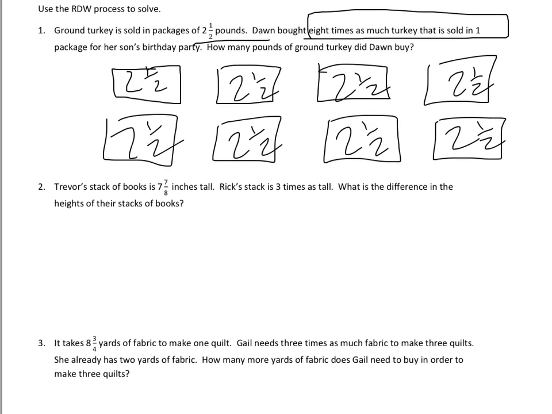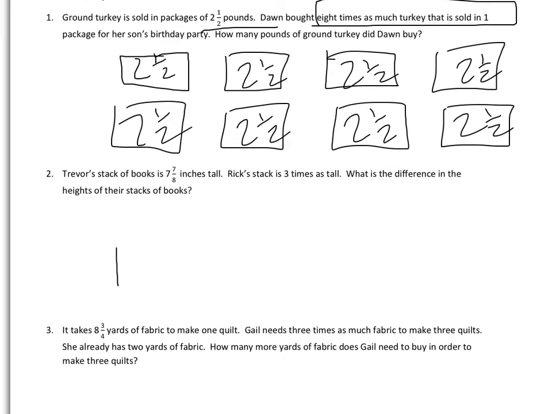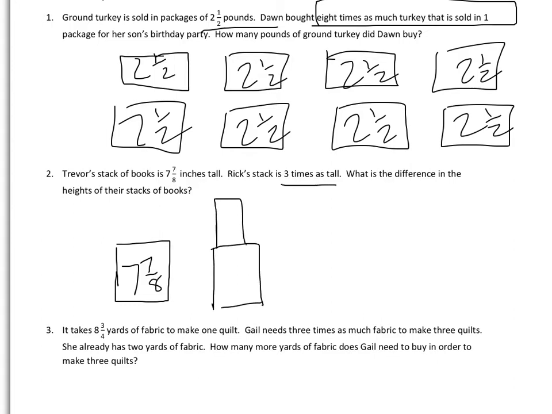So if you come down to question 2, we're going to read, draw, write again. I see that Trevor's stack of books is 7 and 7/8 inches tall. Rick's stack is 3 times as tall. What's the difference in the heights of their stacks? If I wanted to think about how books look stacked up, I'd think about how tall they go. If Trevor's is 7 and 7/8, and I know that Rick's is 3 times as high, I've got to draw 3 copies. They're getting a little bit smaller, but each one should be worth 7 and 7/8.